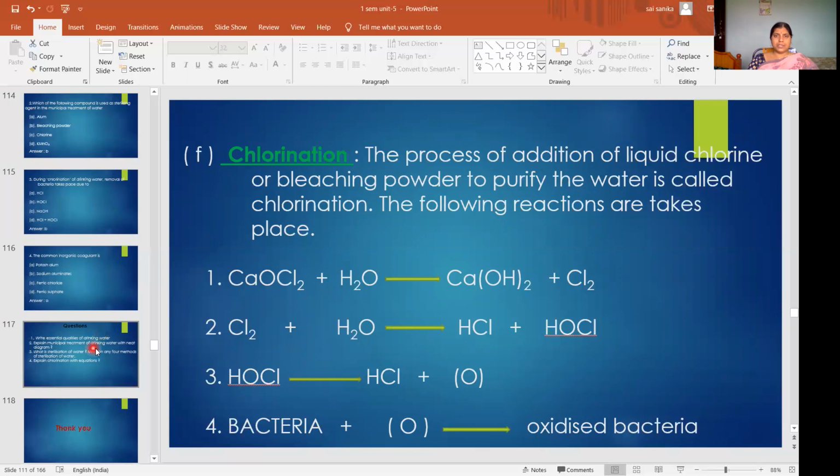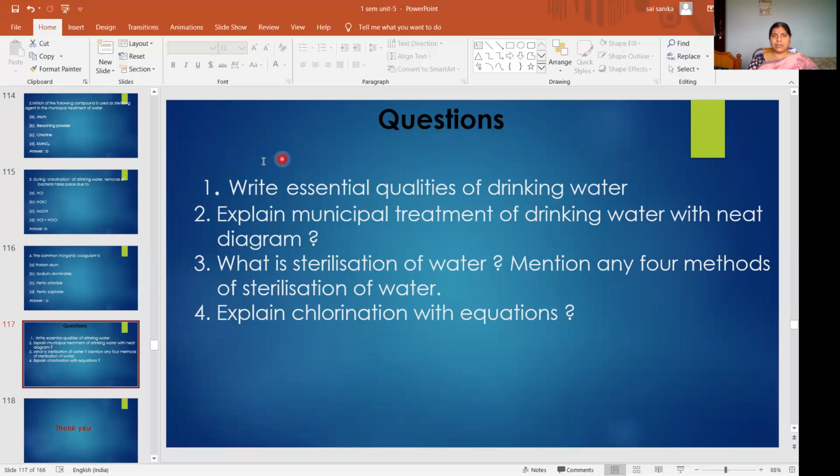Then come to the essential qualities. Here I have given a total of 10 qualities, and you have to study a minimum of 6 qualities. Then the municipal treatment diagram is important. Suspended impurities they can also ask, and what is sterilization is important. This type of questions you may expect.